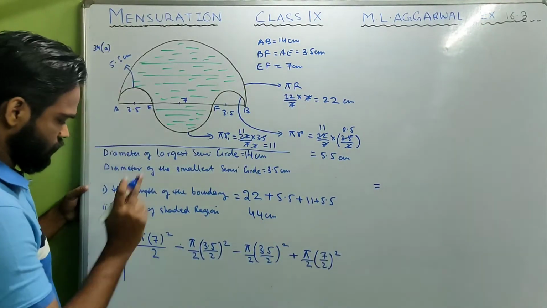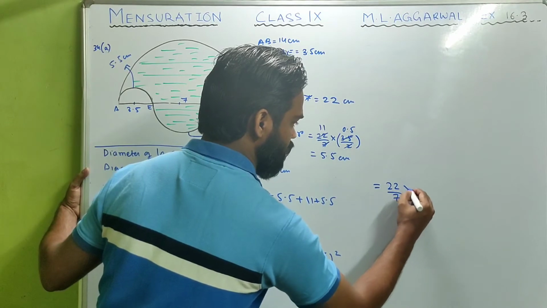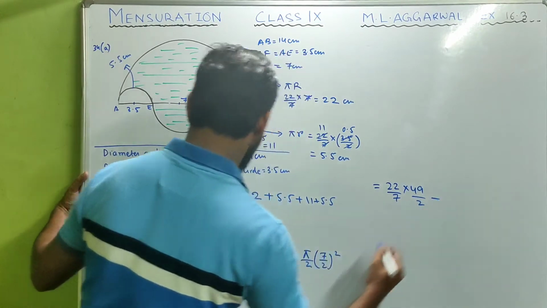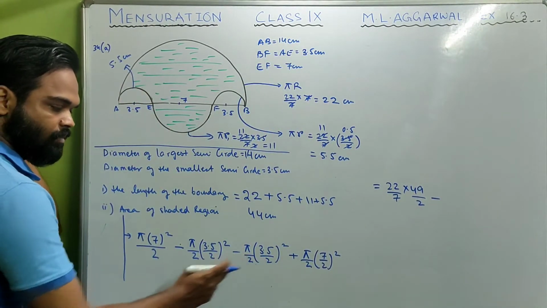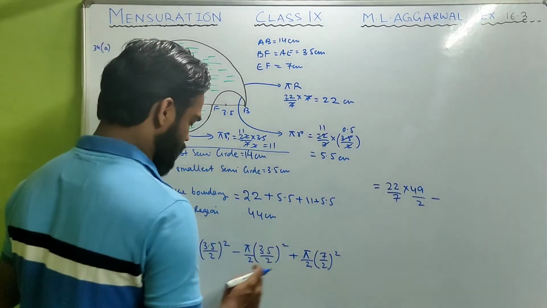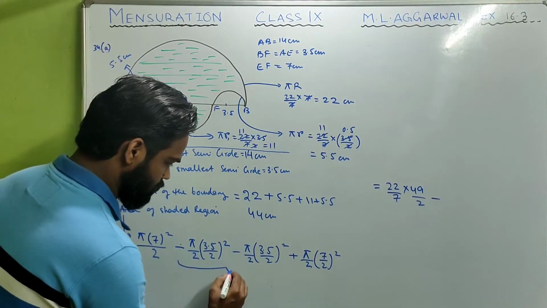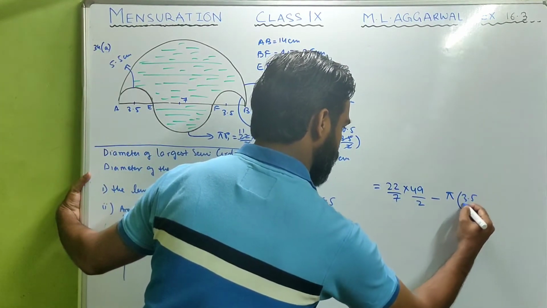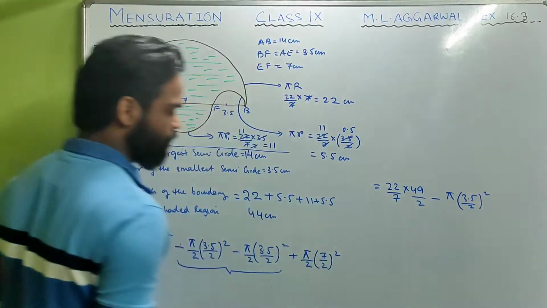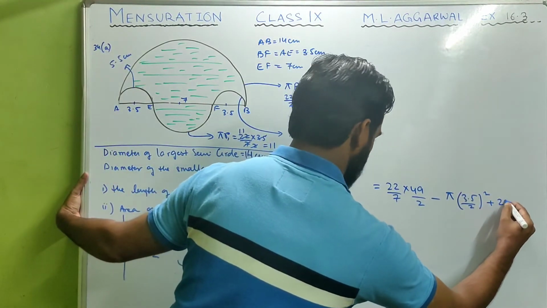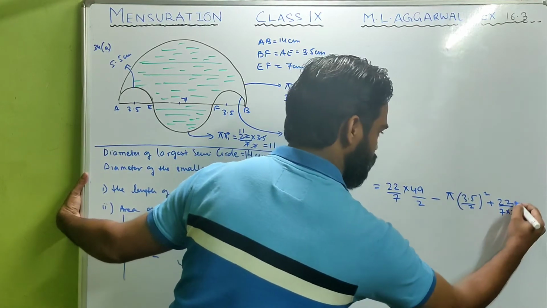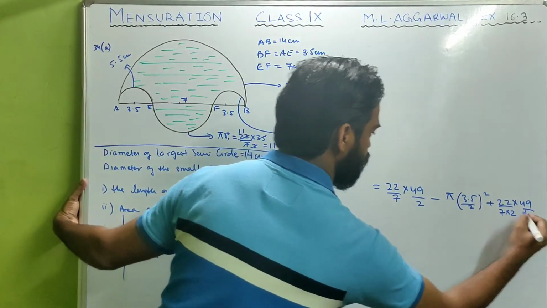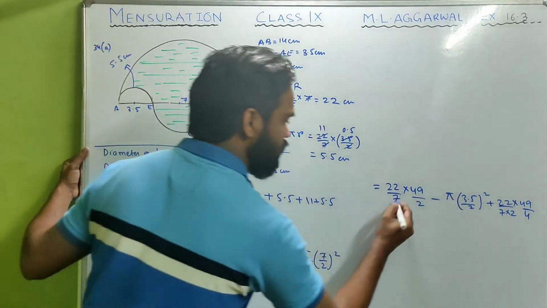This is equal to 22 by 7 multiplied by 49 by 2 minus this, and this are similar. So twice of this I can write, see, that becomes pi 3.5 by 2 whole square only, and this is just substitute the value. You can solve as per your wish, okay. That's 49 by 4. Am I clear? I'll just simplify it further.